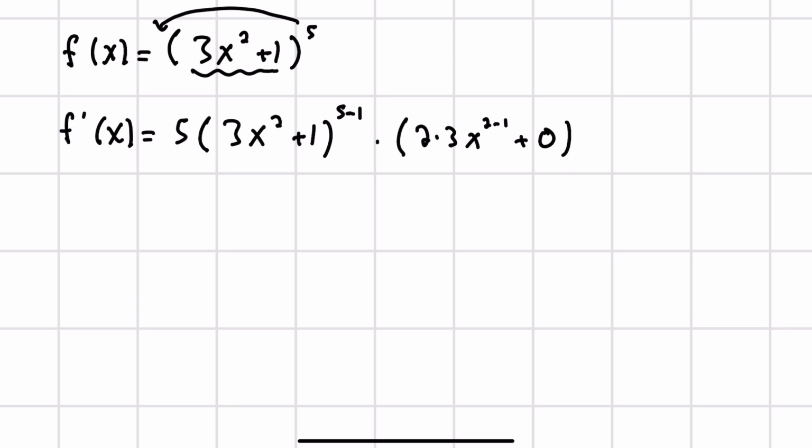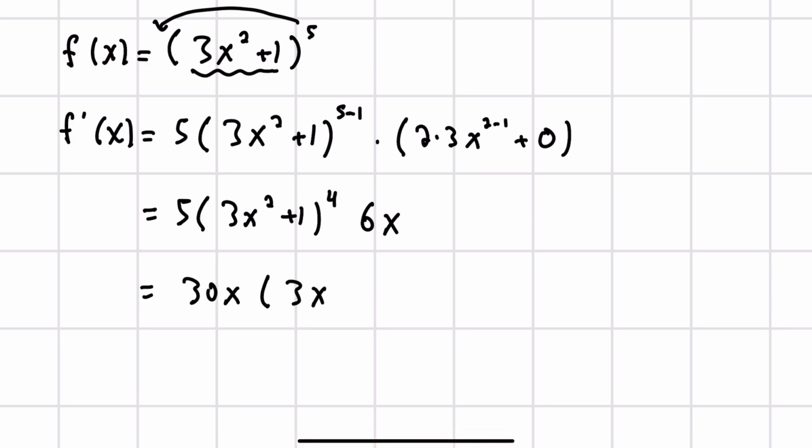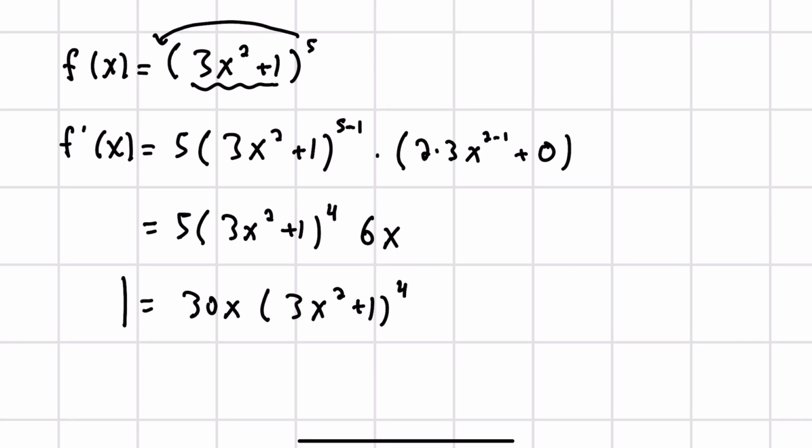And now let's rewrite everything. So we have 5 times 3x squared plus 1 to the power of 4 times 6x, and this could be rewritten as 30x times 3x squared plus 1 to the power of 4. And here would be our final answer.